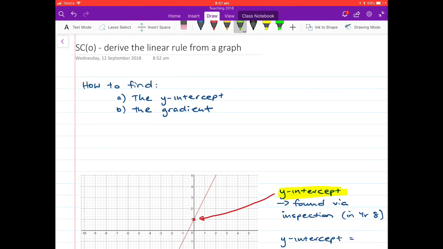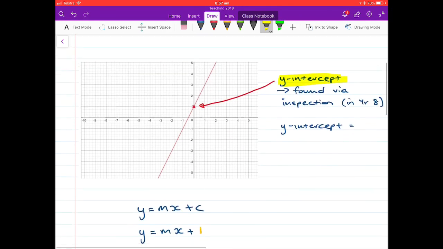Alright guys, second part to this success criteria about deriving the linear rule from a graph. In this video you're going to have a look at how to find both the y-intercept and the gradient. If we look at our y = mx + c, the y-intercept part refers to this, and the gradient refers to this part here. Once we find those two, we can then write our equation.